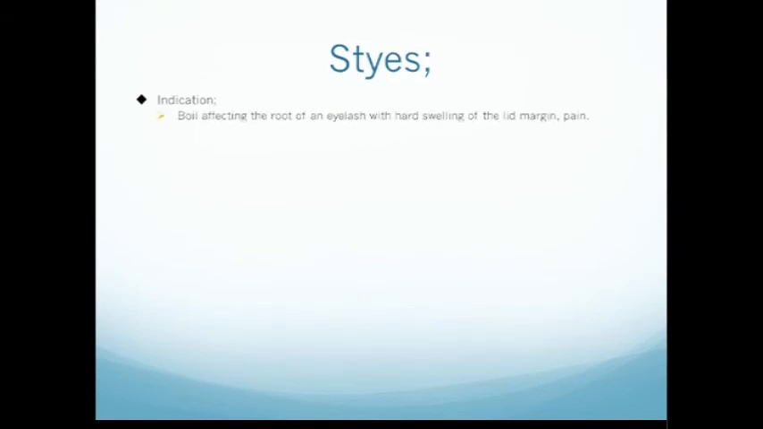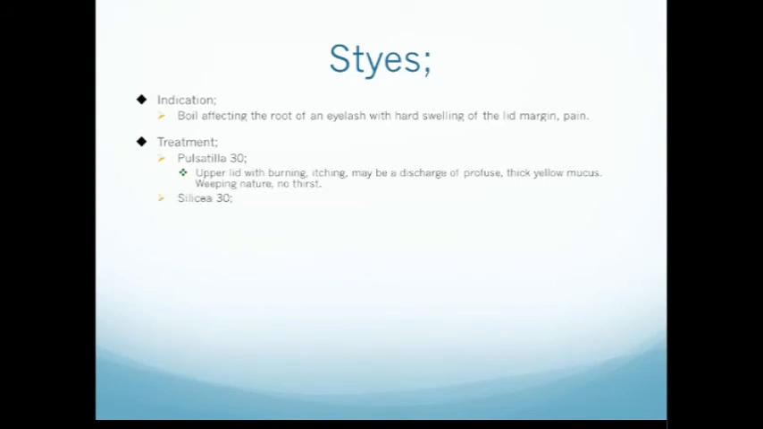Styes. These are small boils affecting the root of an eyelash with hard swelling of the lid margin and pain. Pulsatilla 30 can be helpful. The upper lid will be burning, itching. There may be a discharge of profuse, thick yellow mucus from the eyelash area. The patient may have a weeping nature but not be thirsty.